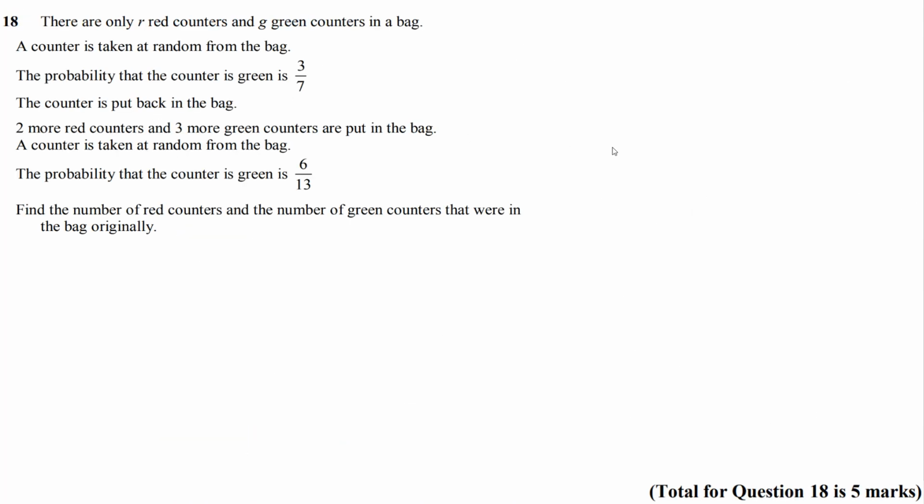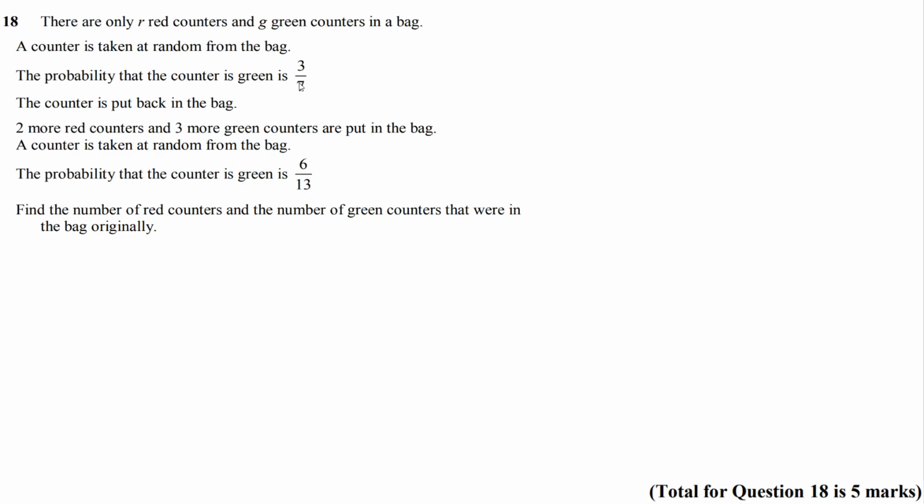Question 18. There are only R red counters and G green counters in a bag. A counter is taken at random from the bag, and the probability that the counter is green is 3/7. The counter is put back in the bag. Then, 2 more red counters and 3 more green counters are put in the bag. A counter is taken at random from the bag. The probability that the counter is green is now 6/13. Find the number of red counters and the number of green counters that were originally in the bag.